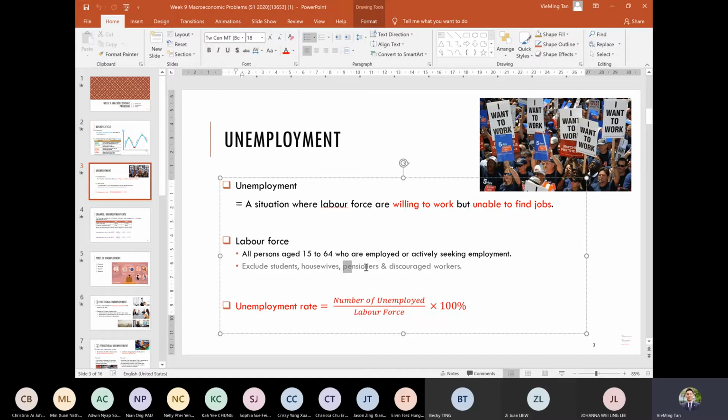The third category will be the pensioners, those who already retired. They are also not included as labor force. And lastly, those people who have mental illness, or are probably handicapped, who are not able to work. So these are also not considered as labor force.